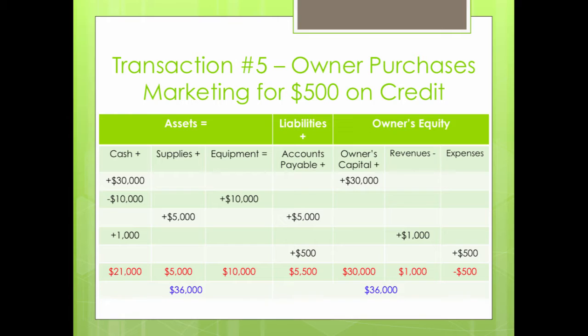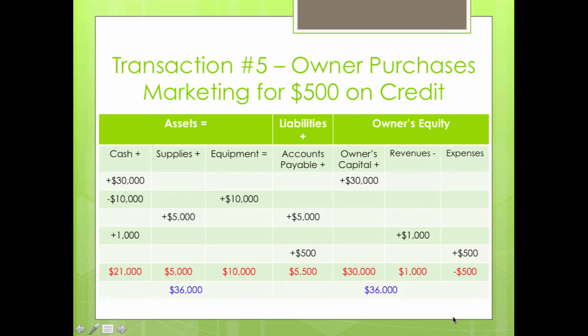Transaction number 5. Owner purchases marketing for $500 on credit. The keywords here are marketing and credit. Marketing is an expense. It's not an asset. It has no value. It doesn't add value to your business, to your net worth. And expenses are recorded under owner's equity.